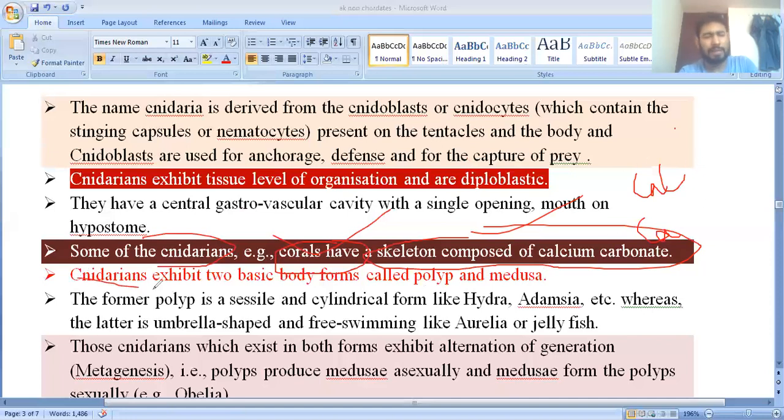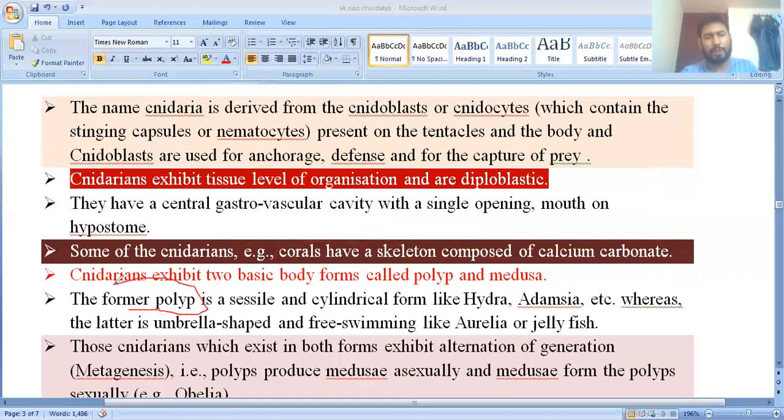Okay, next up in the cnidarians. Cnidarians exhibit two basic body forms. They have two different types of body forms. In the plant kingdom, I talked about the heteromorphic alternation of generation in the plant life cycle. So this phylum shows which type of phenomenon? They show metagenesis, or alternation of generation. Clear? So they have two different basic body forms. One is called the polyp, another is the medusa. Sometimes they may be sessile, sometimes free swimming. Clear? Each has two different types of basic body forms, polyp and medusa.